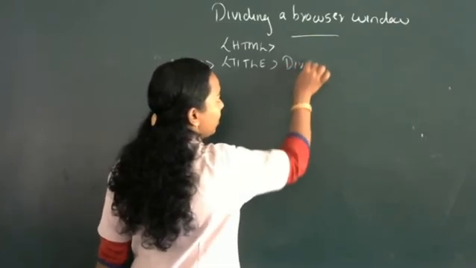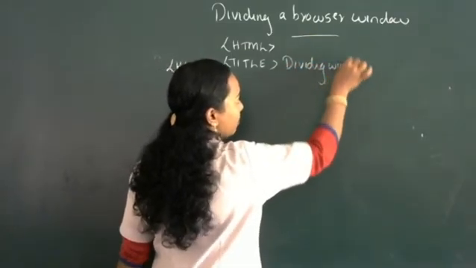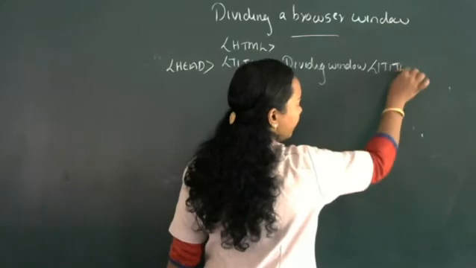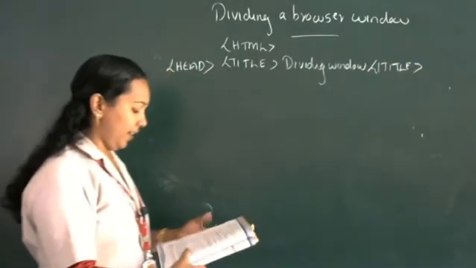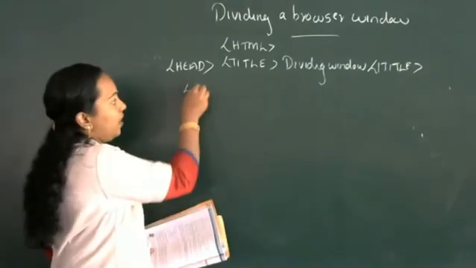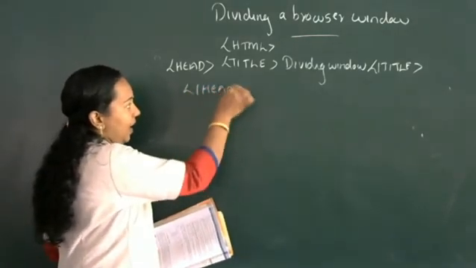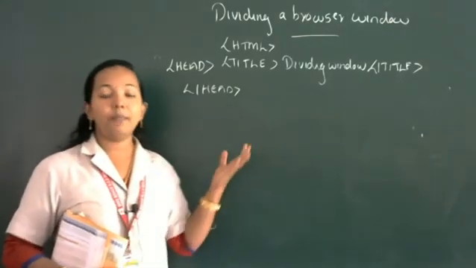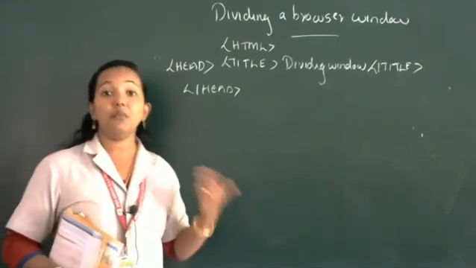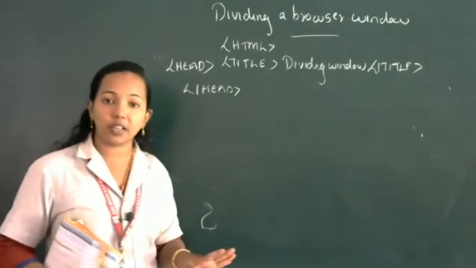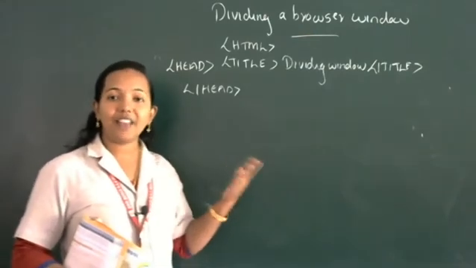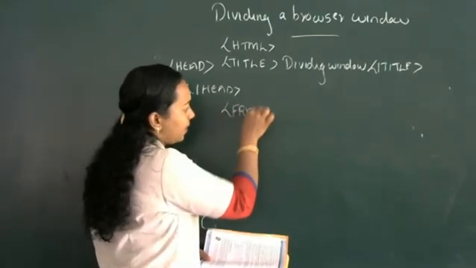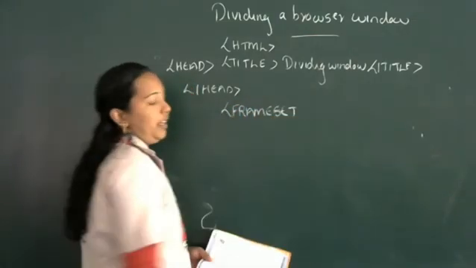So this is our frame. Dividing window. After that, close the title tag and close the head tag. Then normally after closing the head tag, you start the body tag. But if we are including frame or frameset in our web page, you don't want to include the body tag. Without the body tag, we can directly start with frameset.